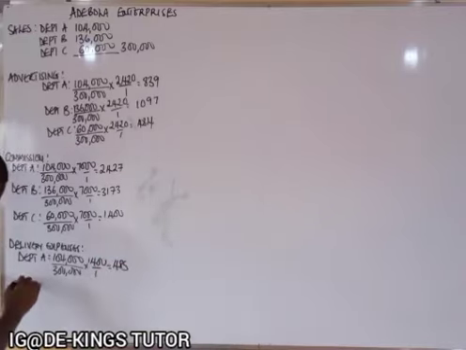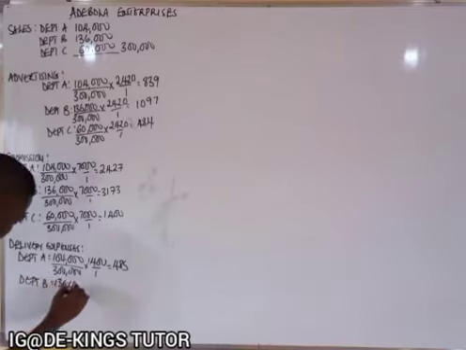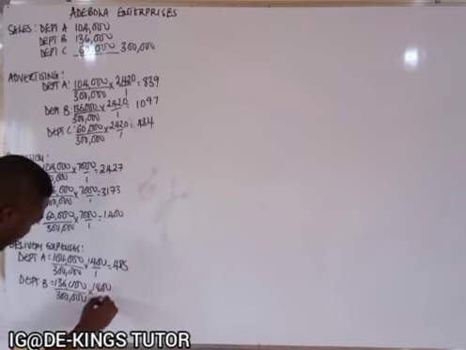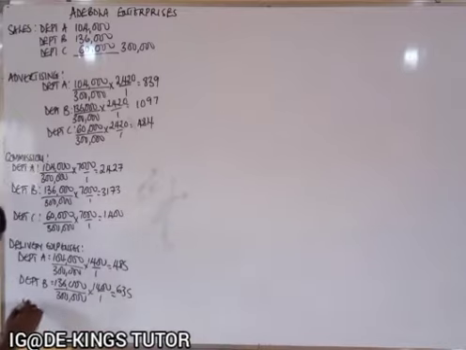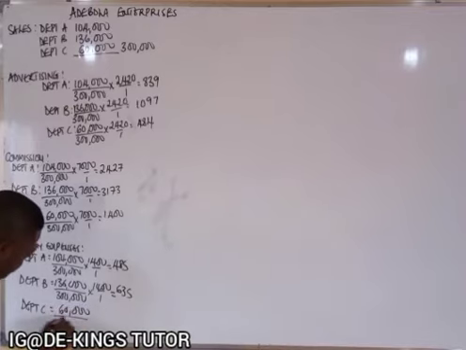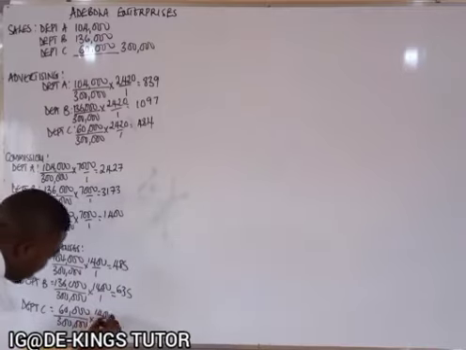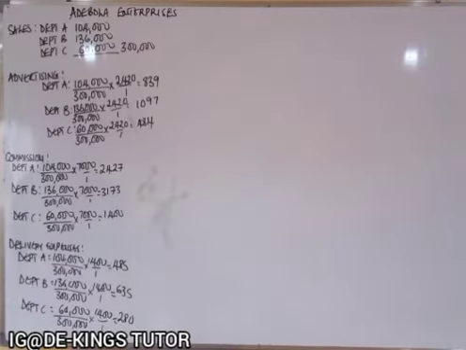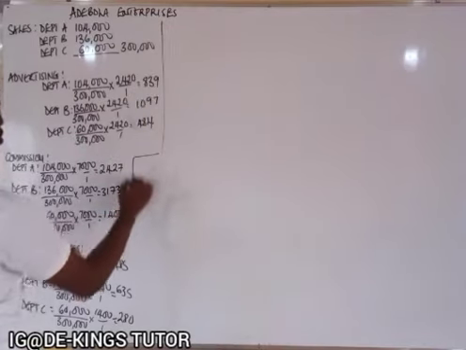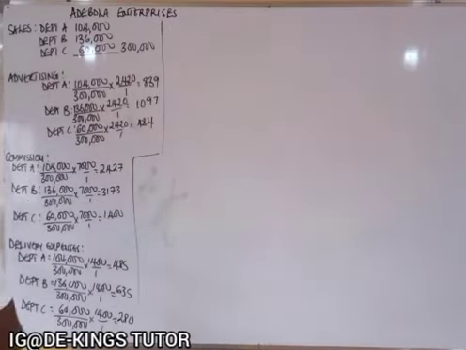Okay, the next one for Department B will have 136,000 divided by 300,000 times 1,400 over 1. So we'll have 635. And Department C will have 60,000 divided by 300,000 times 1,400 over 1. So we'll have 280. Okay, so that is for the first one, the first adjustment.